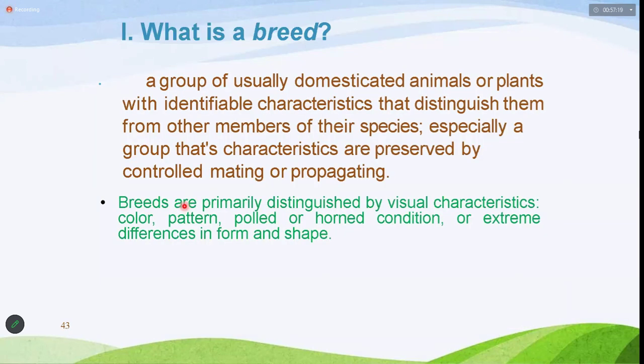So, what is a breed? Simply, last week also we discussed breed. A group of usually domesticated animals or plants with identifiable characteristics that distinguish them from other members of the same species. Because of small characteristic variations within the same species, we can separate and identify them, and we call them a breed. Breeds are primarily distinguished by visual characteristics: color, the pattern of their skin, and the horn shape. These are the common characteristics to identify the different breeds.